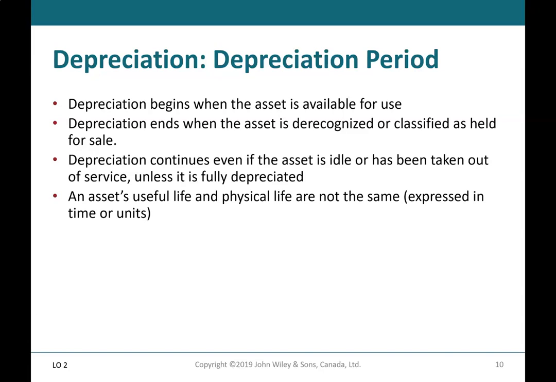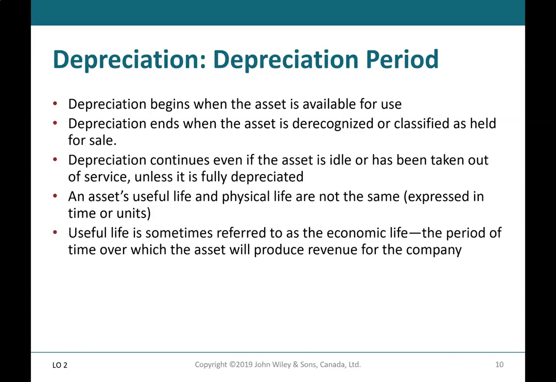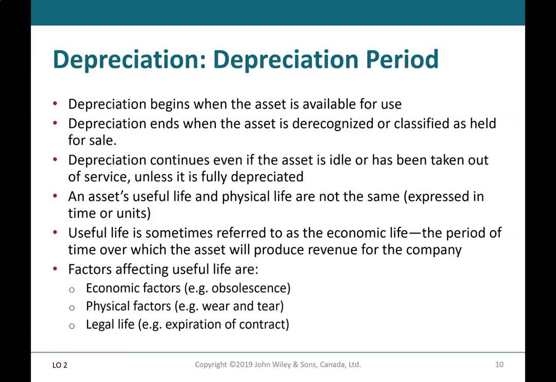An asset's useful life and physical life are not the same, expressed in time or units. Useful life is sometimes referred to as the economic life, the period of time over which the asset will produce revenue for the company. Factors affecting useful life are economic factors, such as obsolescence, physical factors, like wear and tear, and legal life, expiration of contracts.